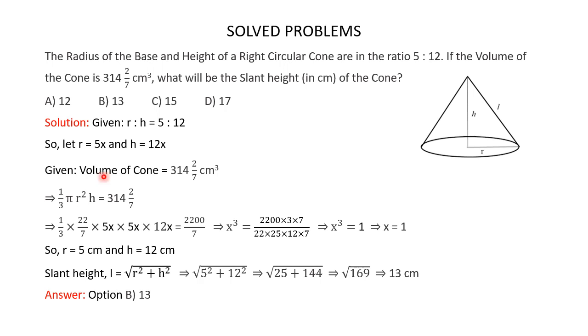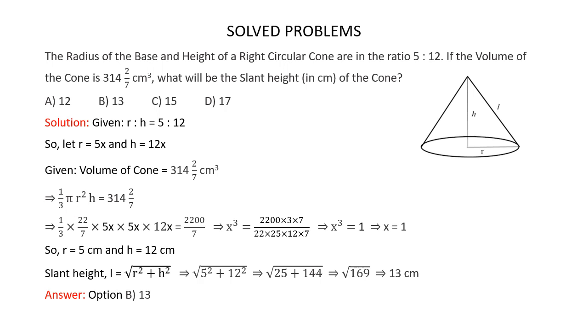Now it's also given that volume of the cone is equal to 314 2 by 7 centimeter cube. Now we know that volume of a cone is equal to 1 by 3 multiplied by pi r squared h. So now we have 1 by 3 multiplied by pi r squared h is equal to 314 2 by 7. Now we know the value of pi is 22 by 7. We have taken r as 5x and h as 12x.